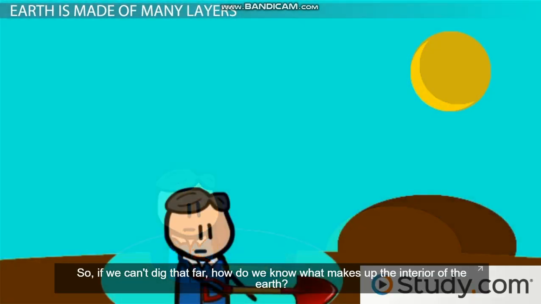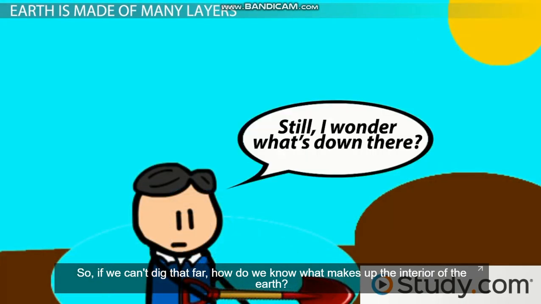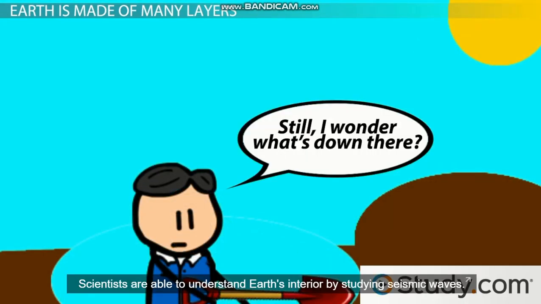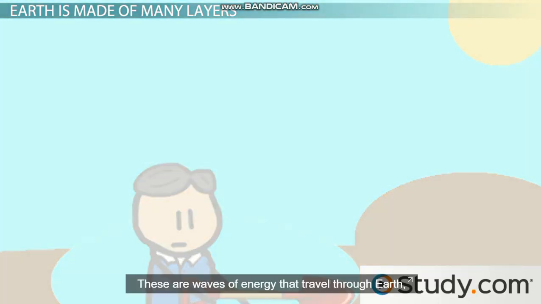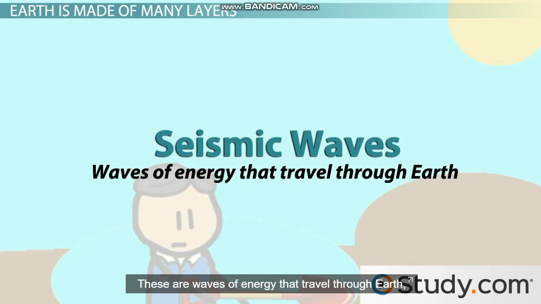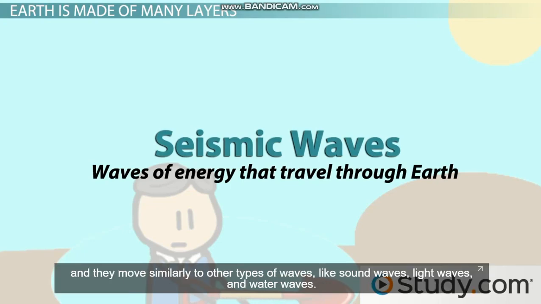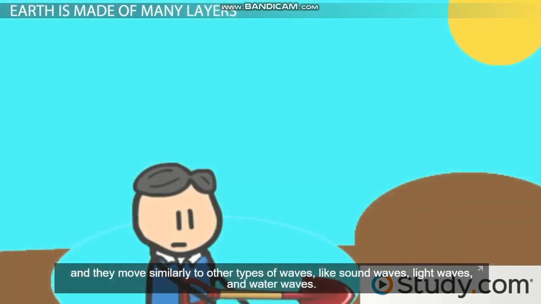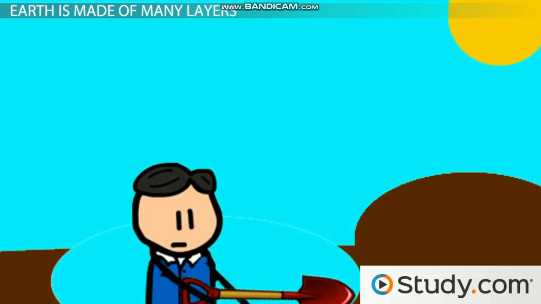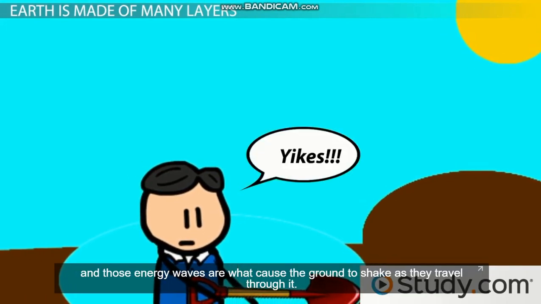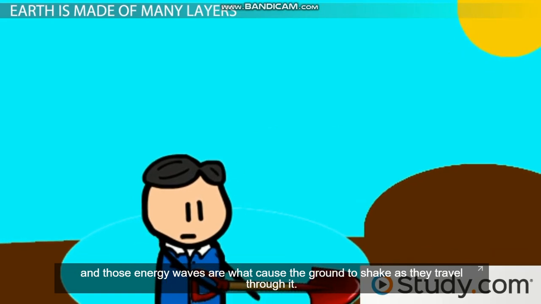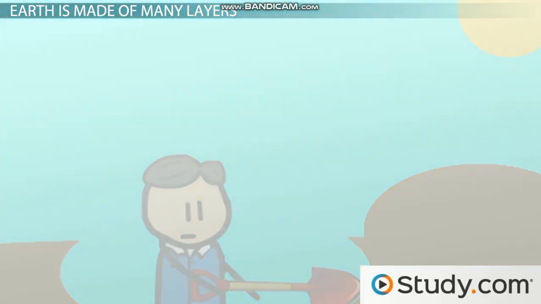So, if we can't dig that far, how do we know what makes up the interior of the Earth? Well, scientists are able to understand Earth's interior by studying seismic waves. These are waves of energy that travel through Earth, and they move similarly to other types of waves like sound waves, light waves, and water waves. Seismic waves are sent through the Earth during earthquakes, and those energy waves are what cause the ground to shake as they travel through it.